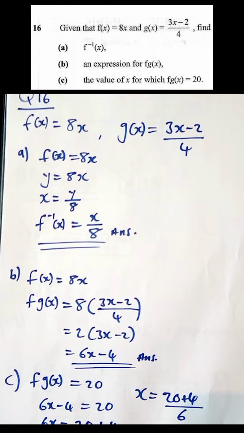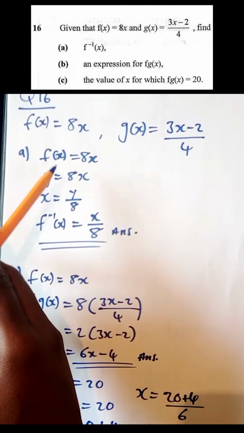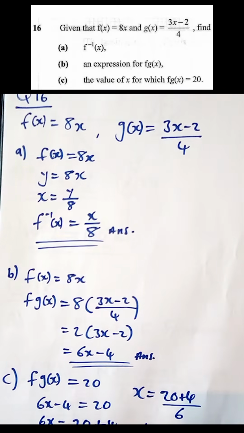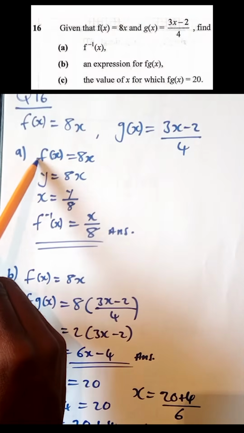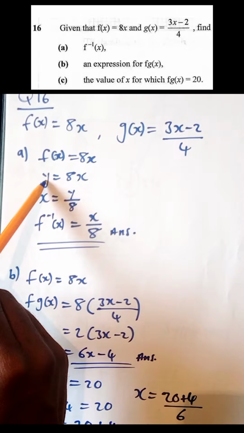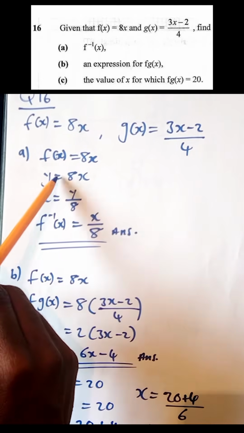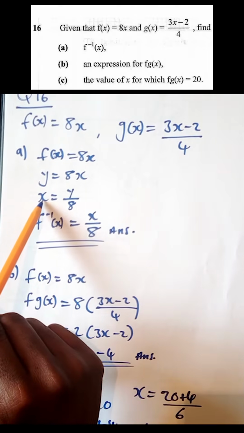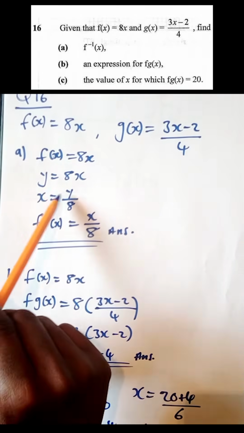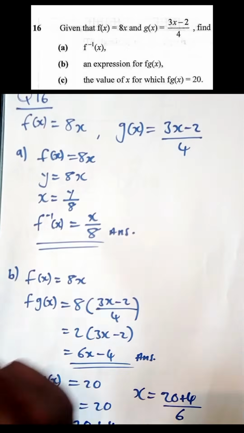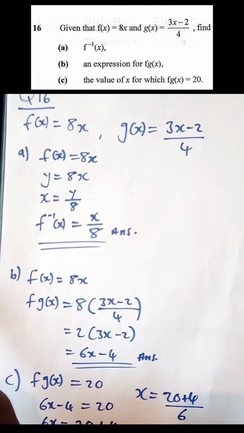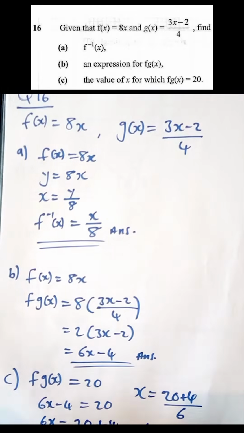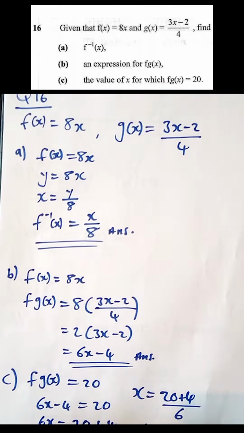To find the inverse function, first let us write the expression of f(x). The expression of f(x) is equal to 8x. Here's the procedure. First thing, you replace f(x) with y, so it will be y is equal to 8x. Second, you make x the subject of the formula, which will be y over 8. Third, you replace y with x. So where there is y, you put x. Then you have found your inverse. So that's the inverse function.